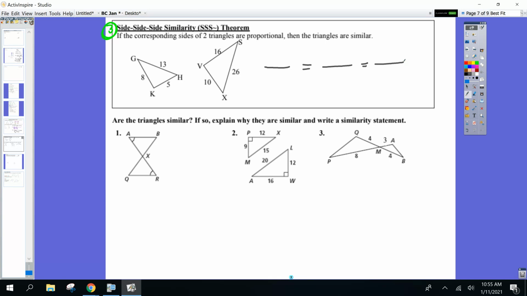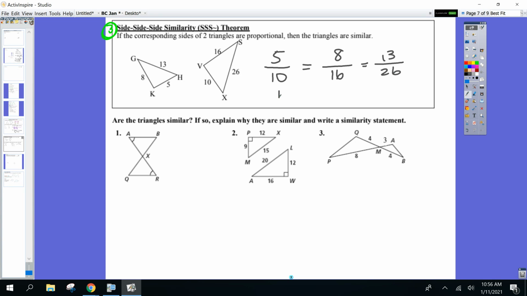And let me go back to what Sophia just asked. How do I know what sides to match up? Smallest to smallest, biggest to biggest. That's what you can always rely on. So in my example here, you'll see that 5 over 10 is in the same ratio as 8 over 16, as 13 over 26. That's what makes those two triangles similar by side, side, side.